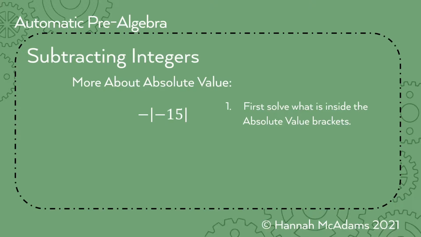Okay, so these signs, these long vertical lines, are the absolute value brackets. They are part of the parentheses family. So we have to solve what's in that first. That would be 15. Then recopy the negative sign. Then we simplify.